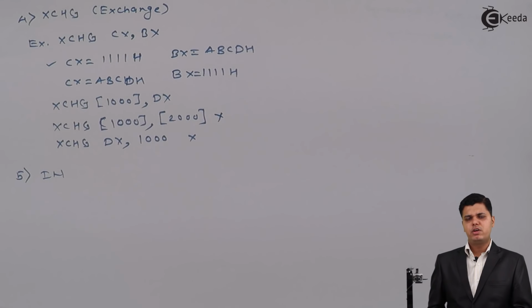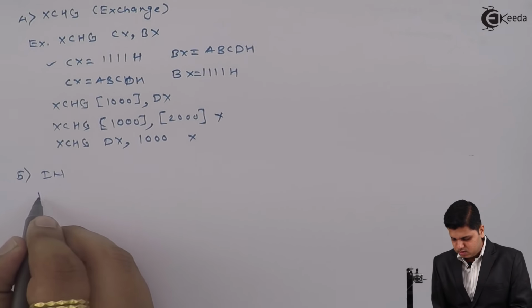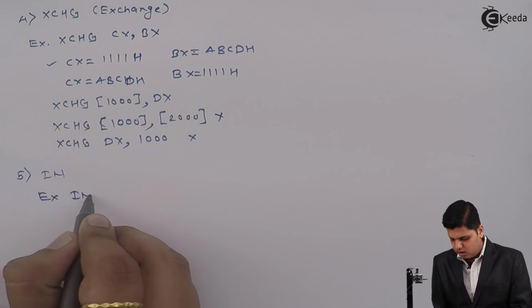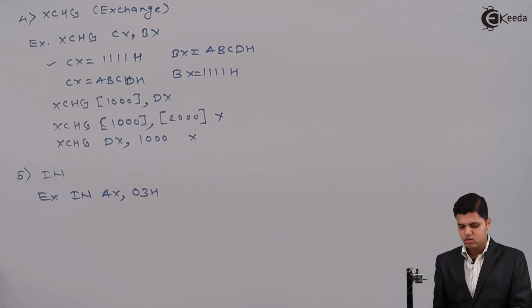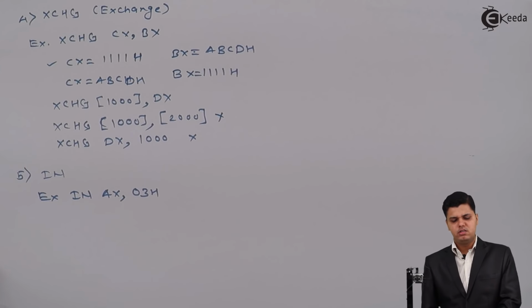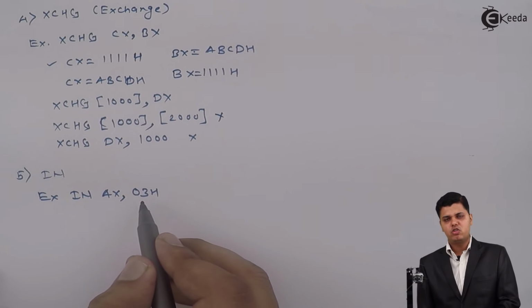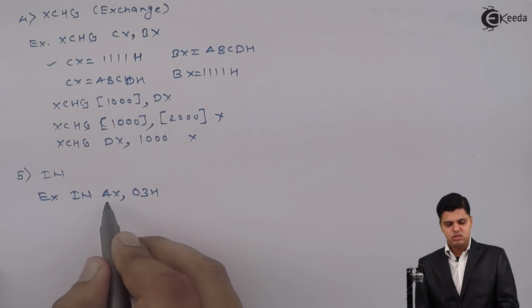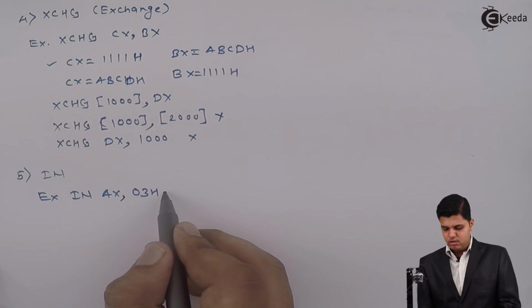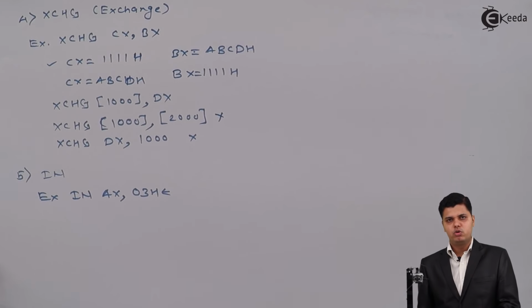Now in this specifically we can write only the one register, that is AX or AL. So if I am writing the instruction like IN AX, 03H, what this instruction does is it copies the contents of 03 port to the AX register. Now this is nothing but the address of a port over here.